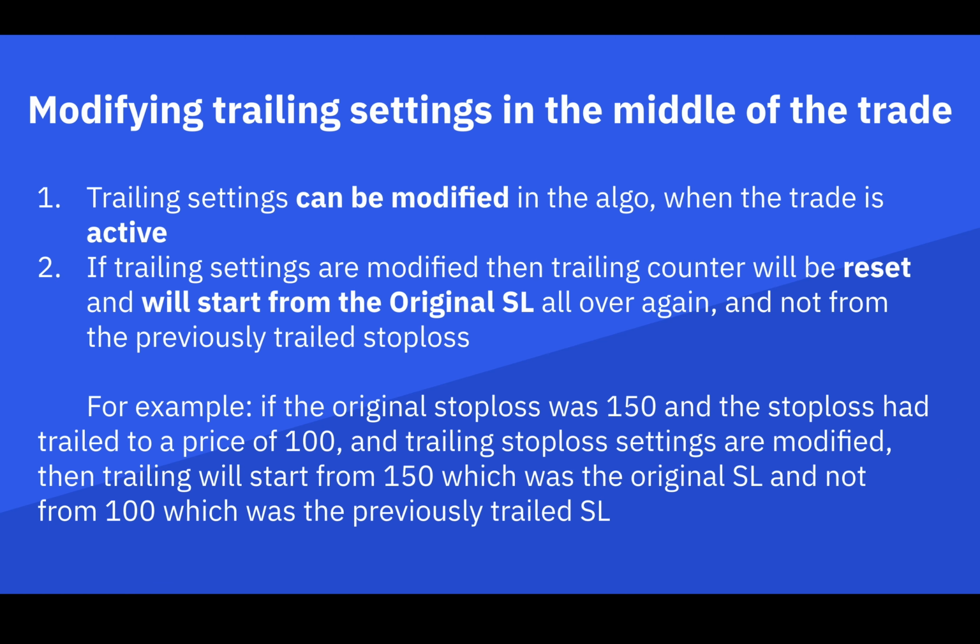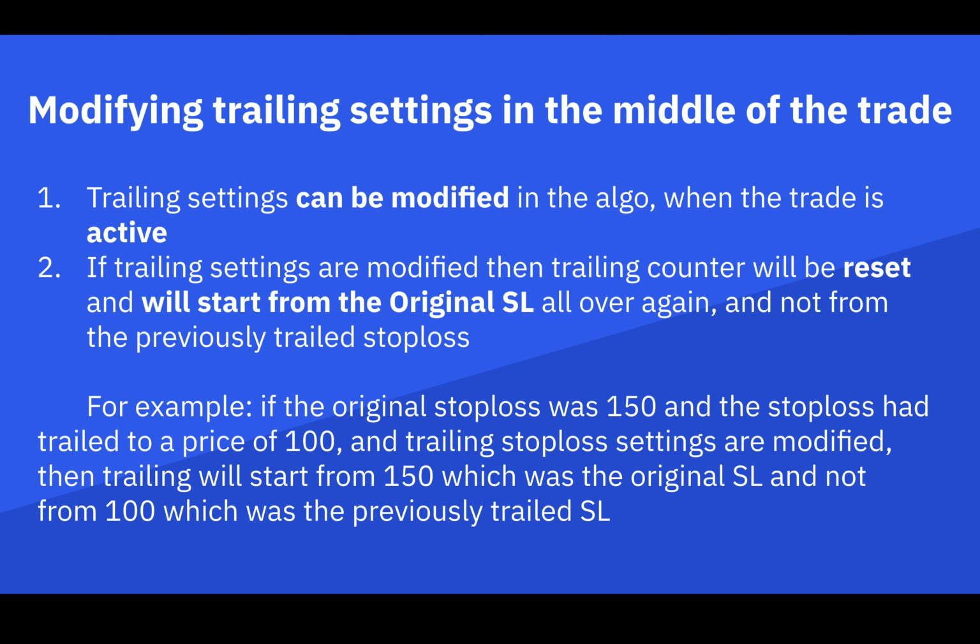Modifying trailing settings in the middle of the trade. Trailing settings can be modified in the algo when the trade is active. If trailing settings are modified, then the trailing counter will be reset and will start from the original SL all over again and not from the previously trailed stop loss.